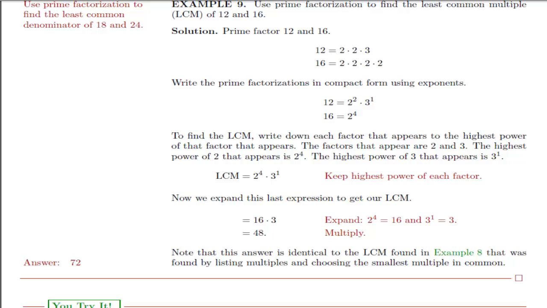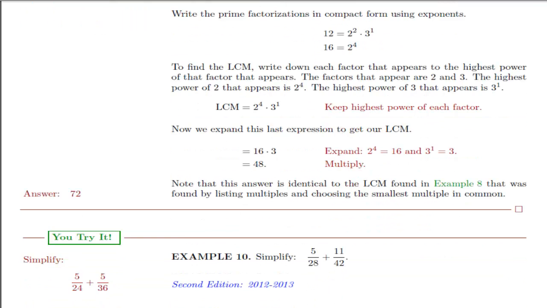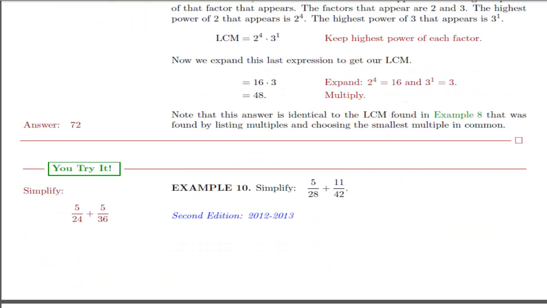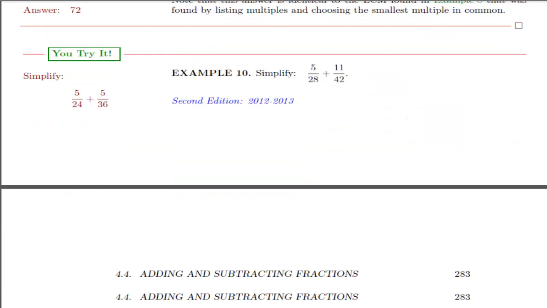Therefore, the least common multiple is 2 to the fourth times 3 to the first power. Now we expand this last expression to get our least common multiple. 2 to the 4th is 16, 3 to the 1st is 3, 16 times 3 is 48. Note that this answer is identical to the least common multiple found in example 8, which was found by listing multiples and choosing the smallest multiple in common. Example 10, simplify 5 over 28 plus 11 over 42.